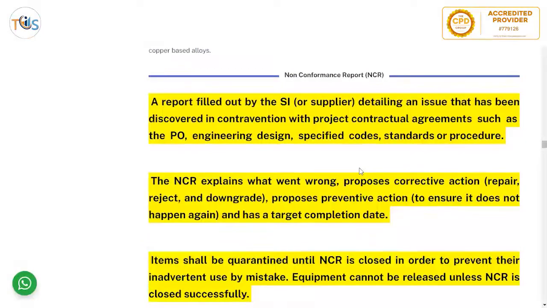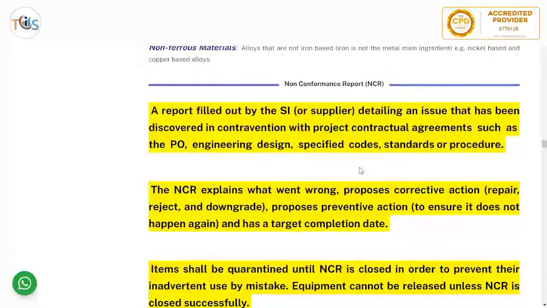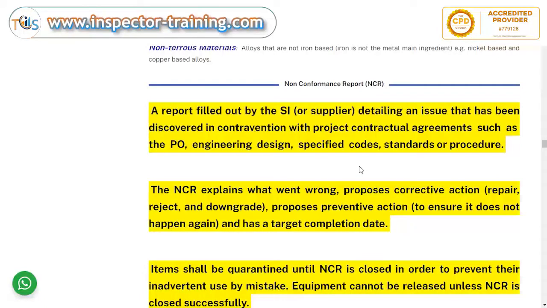Non-ferrous materials are alloys that are not iron based, for example nickel based, anything above 30-35% of nickel is called nickel, or maybe copper based. So the majority of the constituent of the material is not iron, then it's called non-ferrous, like aluminium, for example.